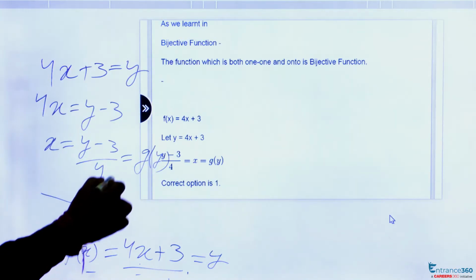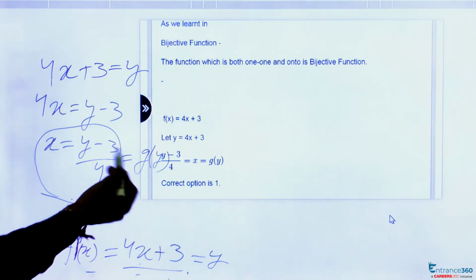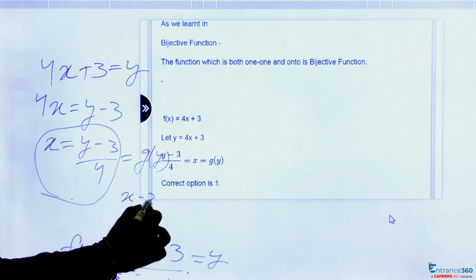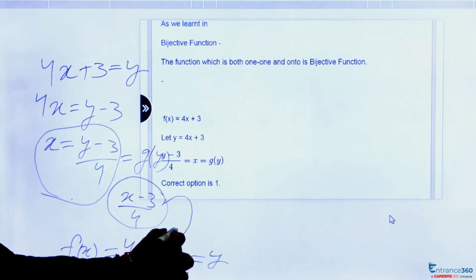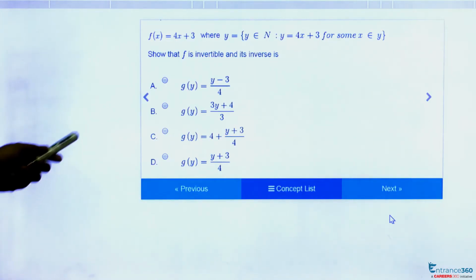Hence this is the inverse of my function. Or I can replace y by x, so it will become (x minus 3) by 4. So (x minus 3) by 4 is the inverse of the function 4x plus 3. Now coming back to the question, our correct option is (y minus 3) by 4.